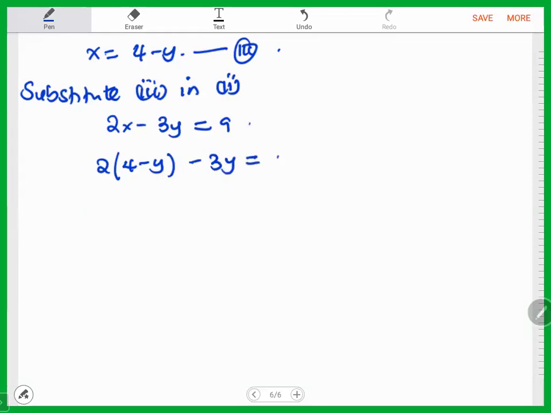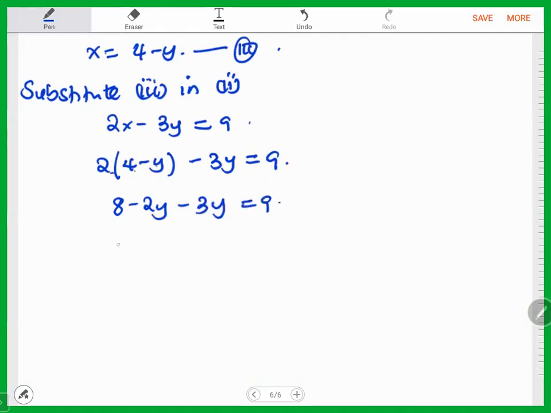So I have eliminated my x already through substitution. Can I open the brackets? I have 2 times 4, which is 8, 2 times minus y, minus 2y, minus 3y being equal to 9. This is -5y is equal to 9. Therefore, -5y is equal to 9 minus 8.